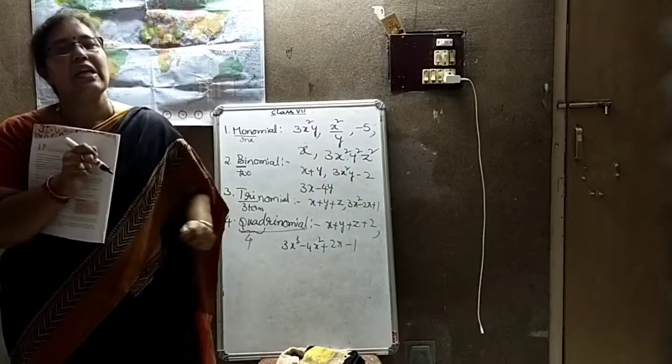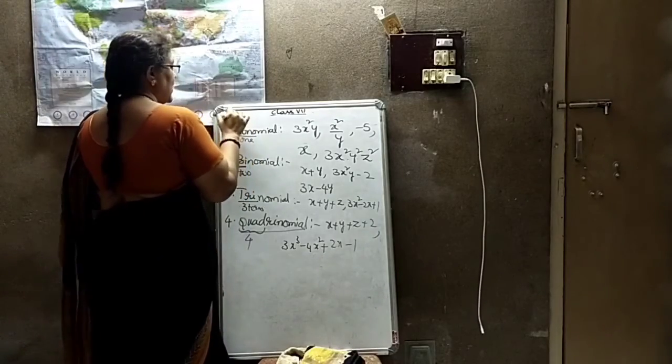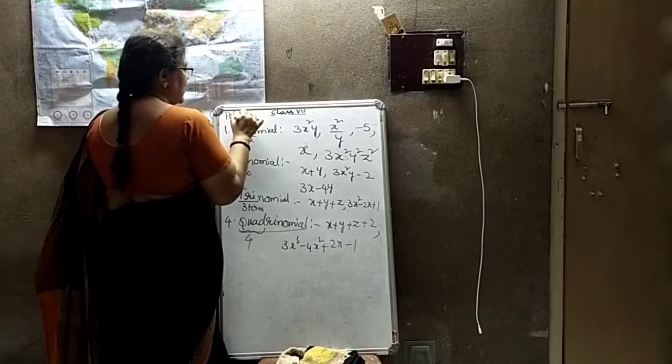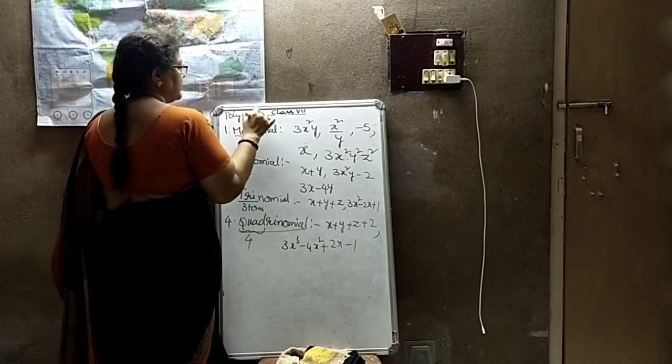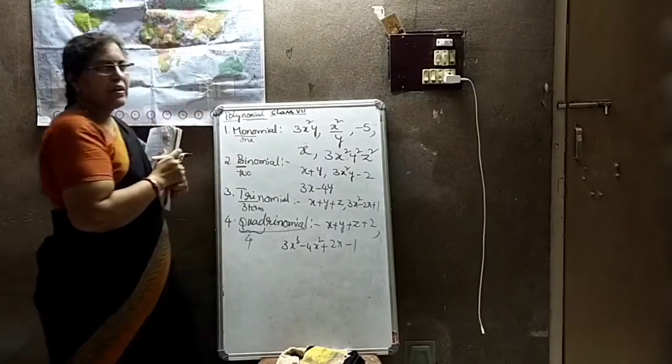Poly means many. Nomial means terms. Polynomial. So usually the topic name is also a branch: Polynomials we call. Okay? Is it clear?